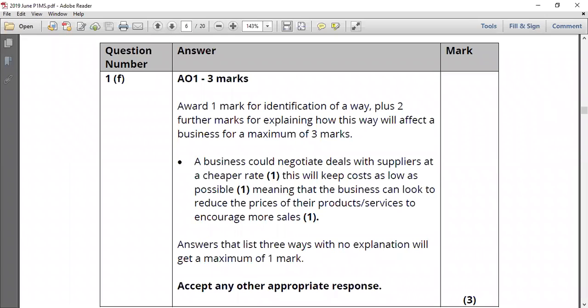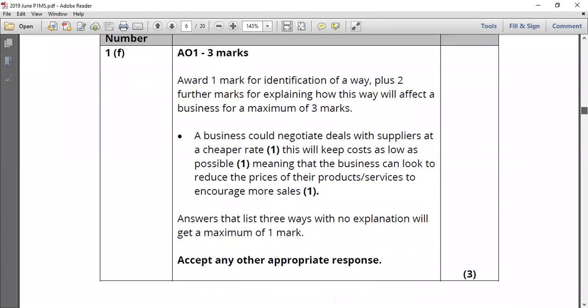business could negotiate with their supplier for a cheaper rate. This will keep costs as low as possible, meaning that the business can look to reduce the prices of their products and services to encourage more sales. So always answer, you can see one BLT point is enough, because it leads to therefore. So you can increase the gross profit margin in certain ways.